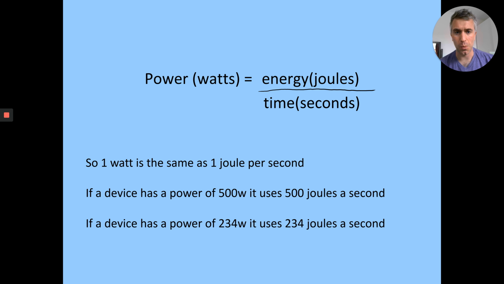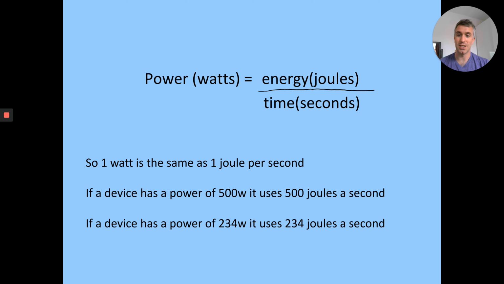When we're talking about power, it's really handy to think about it in terms of how much energy it delivers in a particular time. So the example I've given here is 1 watt is the same as 1 joule per second. If something has a power rating of 1 watt, it delivers 1 joule in 1 second. In 2 seconds, it will deliver 2 joules, and in 5 seconds, 5 joules. If a device has a power of 500 watts, it delivers 500 joules a second. And if it has a power of 234 watts, it delivers 234 joules a second.